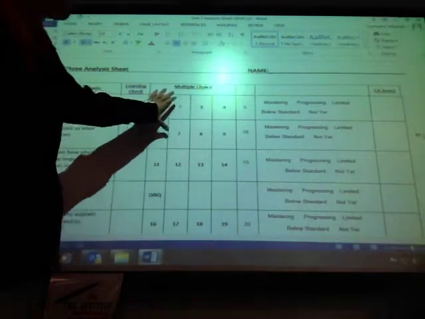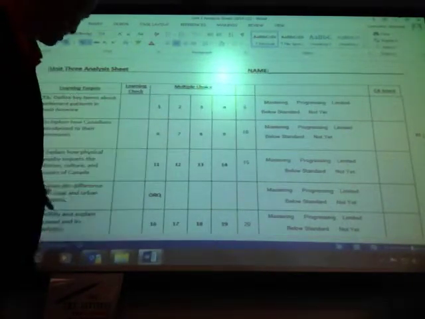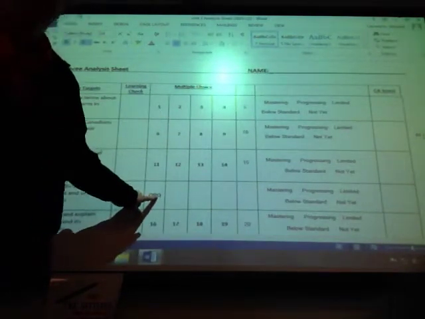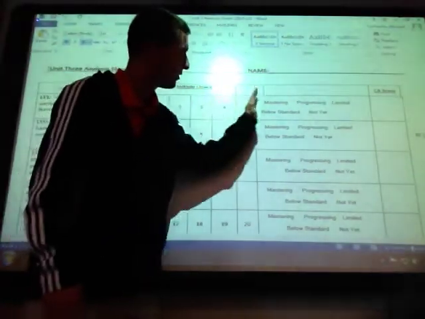So we really want to promote as parents to our kids that they get 100s or 4s or mastering on their target. Now, going from left to right on the analysis sheet, you see multiple choice, and then there's an ORQ on here. This right here, from this point over, is the test grade, or common assessment.